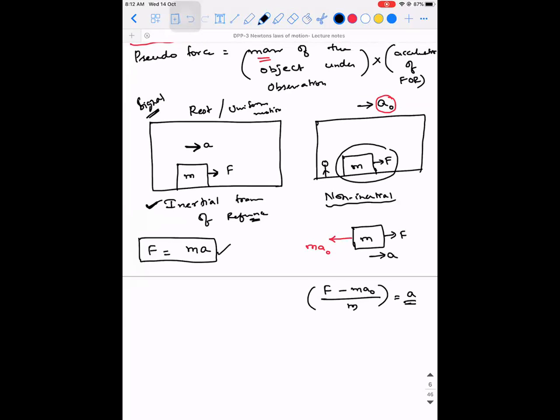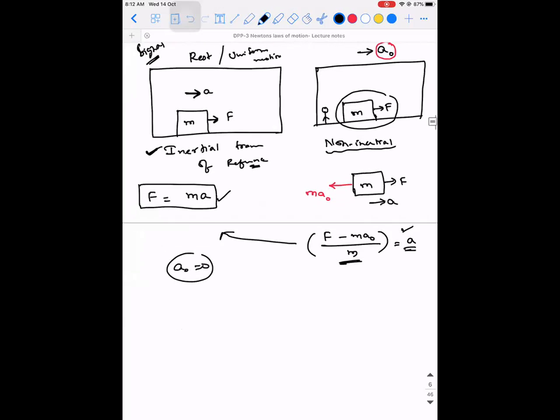So you're able to understand the difference between this and this. This is when you have a non-inertial frame. For an inertial frame, A naught would have been 0. When A naught is 0, you can observe it becomes an inertial frame, and you would have got this answer. Am I clear, guys?